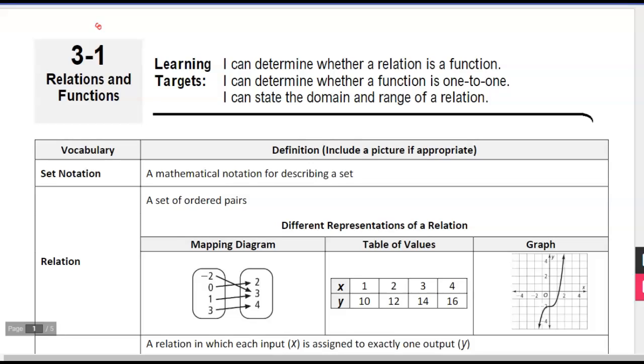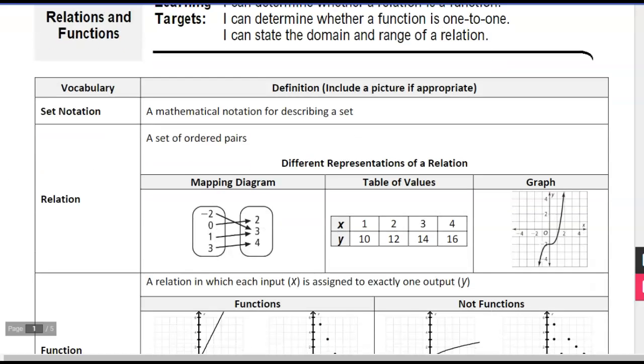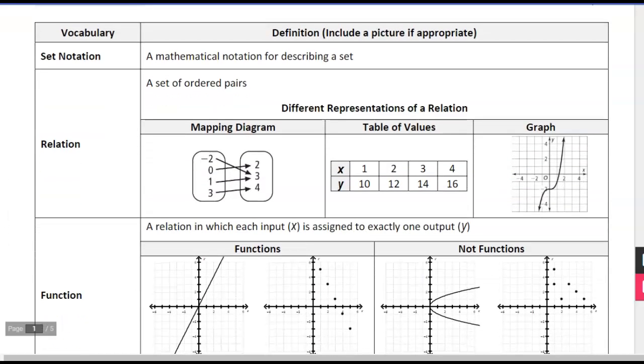Here we go with some 3.1 stuff. We're going to try to keep it pretty easy today. We'll probably be reviewing some stuff that you did in middle school, talking about functions.